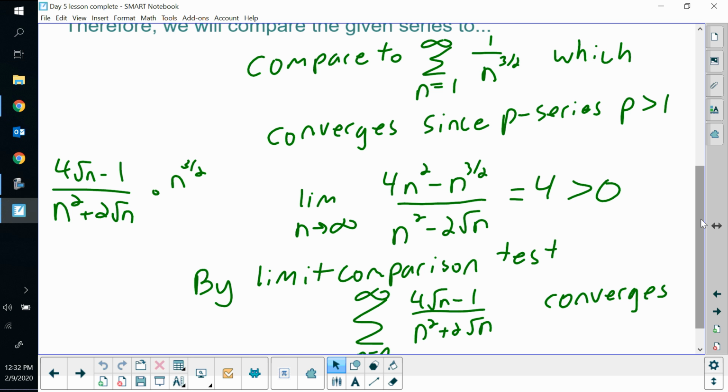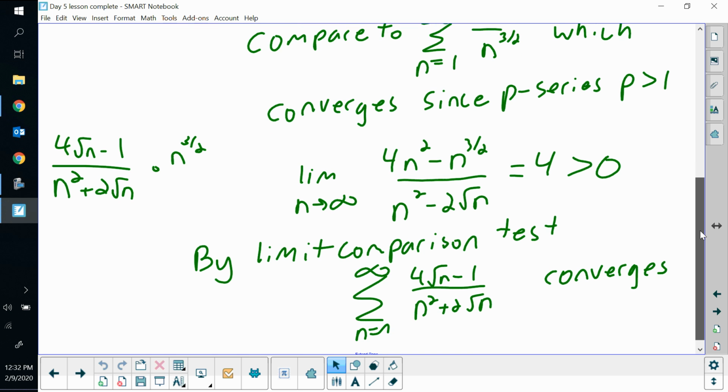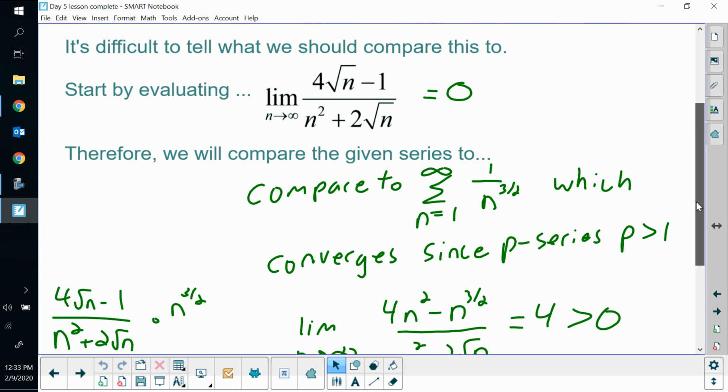So 4 over 1 gives us 4, which is a positive finite number. So we can say the limit as n approaches infinity of our original series converges.